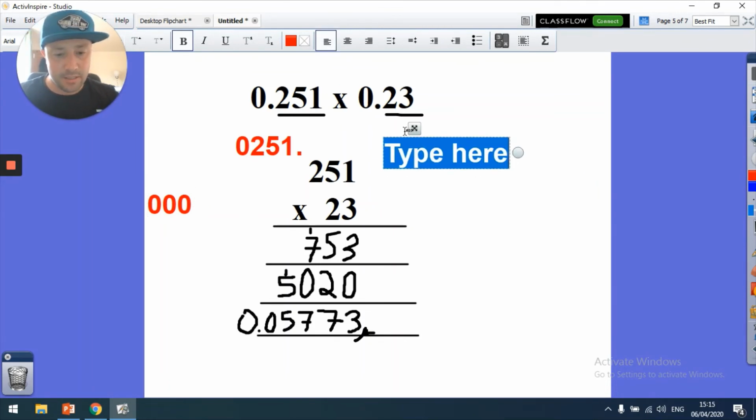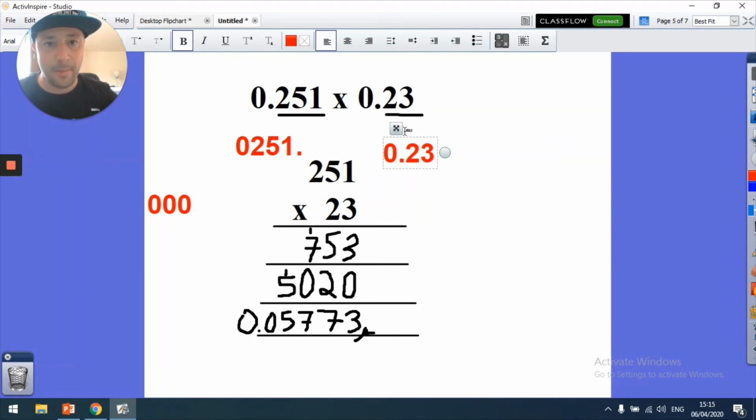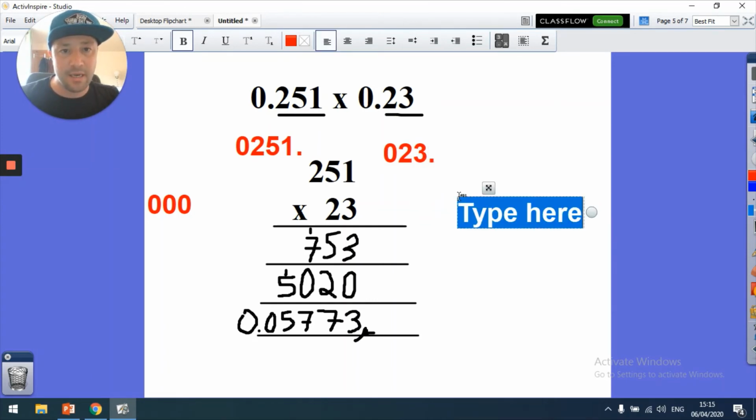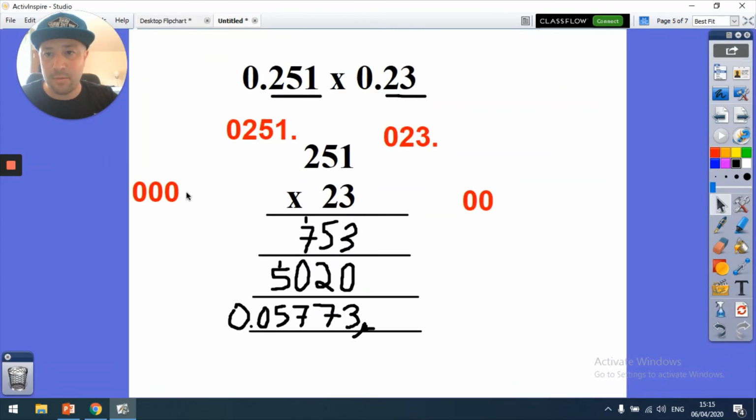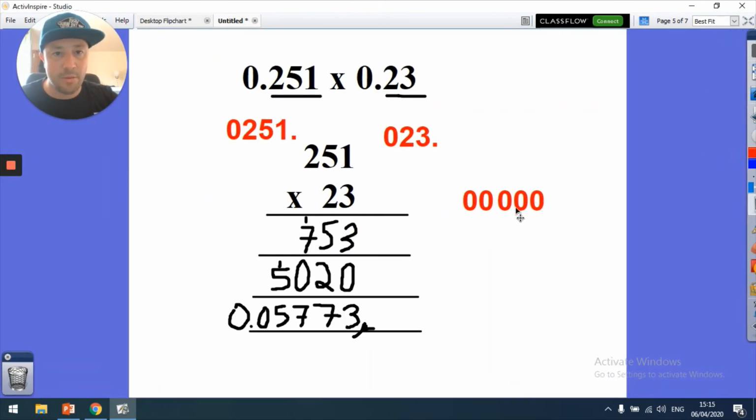0.23 there. So 0.23. And then I'm going to move it there. So taking out 1 decimal point, move it along, put it there. That's 1. Then move it along again. That's 2. And then over here, I've got 0, 0. So when we look at them together, how many decimal points have I got? I've got to put back in 1, 2, 3, 4, 5. So that's pretty cool, huh? I'm sure you understand it.